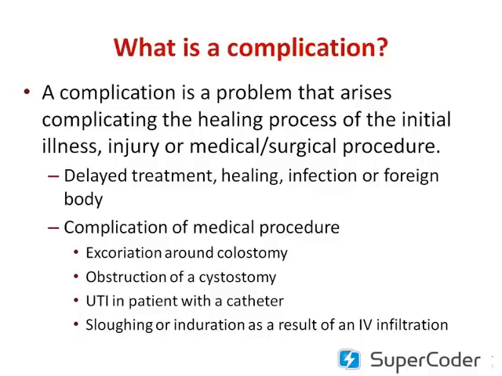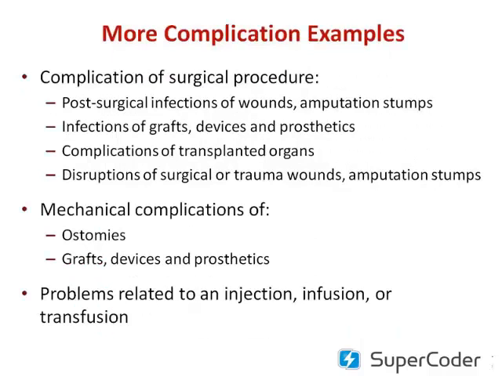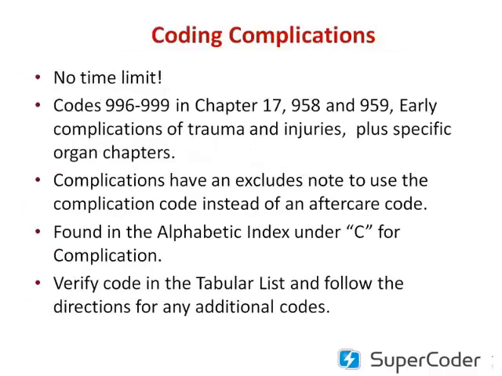We also could have sloughing or induration as a result of an IV infusion or IV infiltration, and there are a couple of different codes with that. Other vesicant is 999.82, and there's even an extravasation of chemotherapy as a specific code. So we do have a number of different codes that could be used as complications. On slide number 4, we can see even some more complication examples.